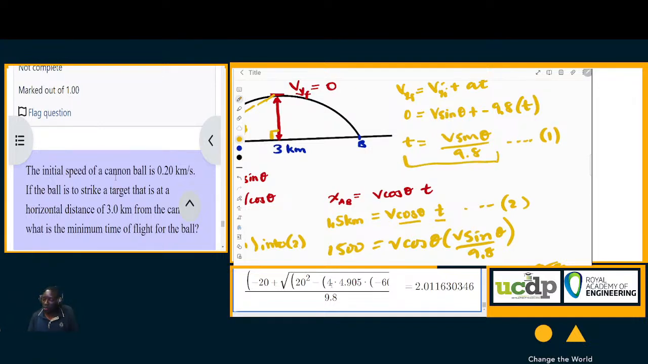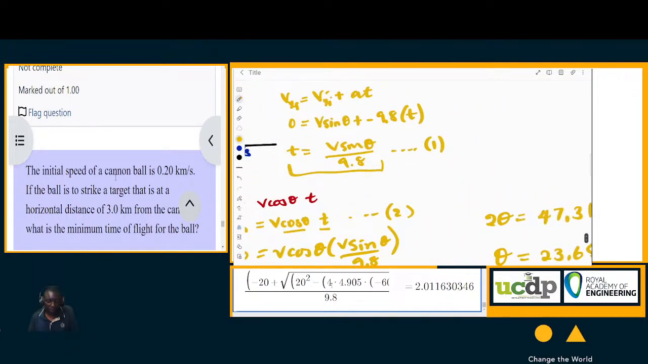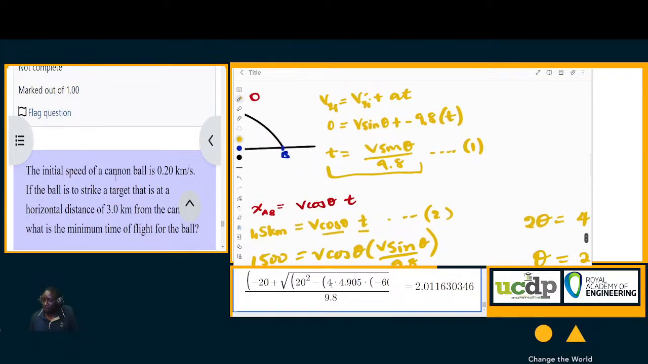So if we go back to the equation 1, and substitute 200 meters per second times sine, what is that, sine 23.65, divided by 9.8, that gives a time of 482 seconds, and this is just half the time of flight. So multiply that by 965.